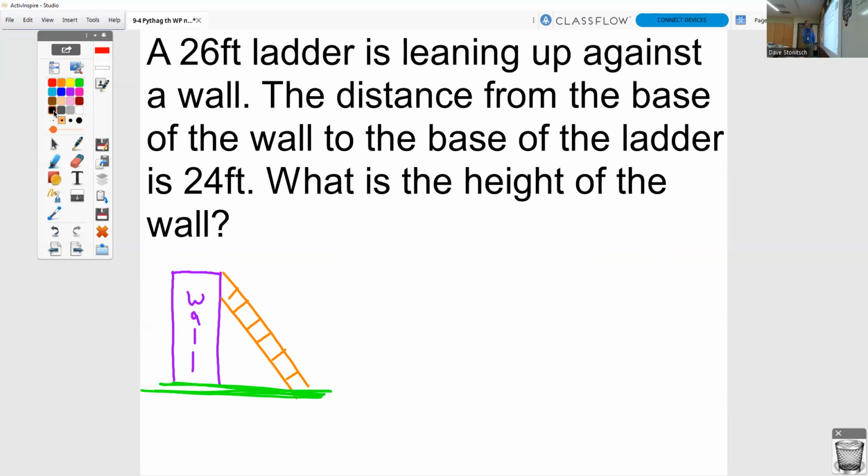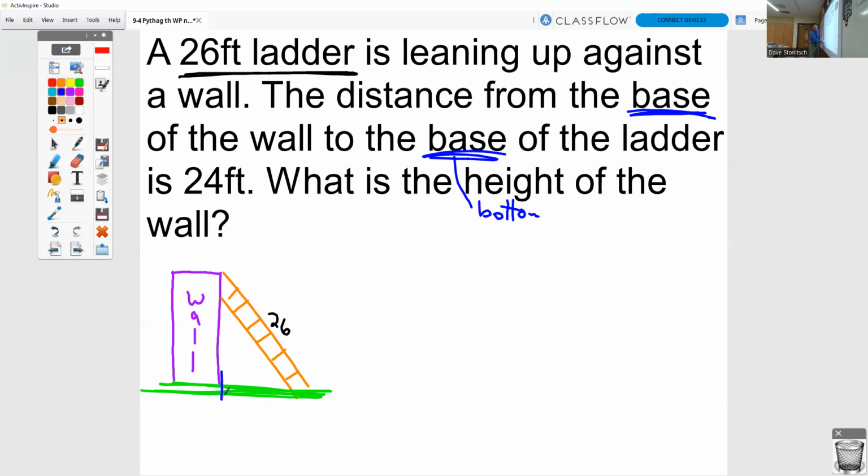It says a 26-foot ladder. If it says a 26-foot ladder, that means the ladder is 26 feet long, leaning up against the wall. The distance from the base of the wall to the base of the ladder. The word base means bottom. So the bottom of the wall to the bottom of the ladder.